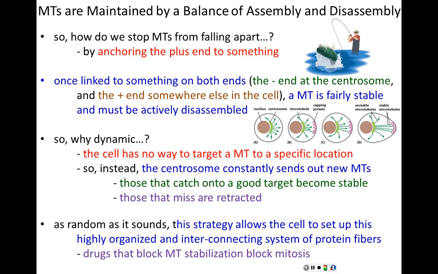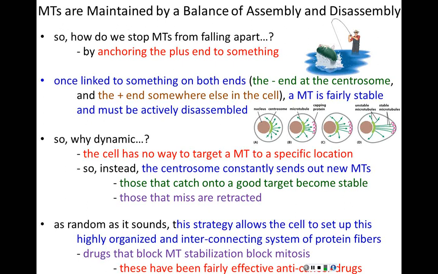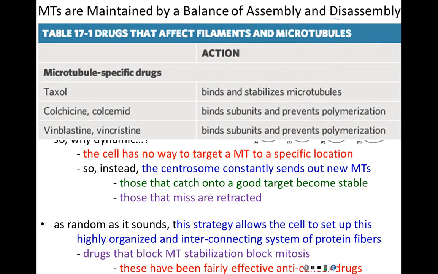And we see that this process is required and necessary because drugs that block the stabilization of microtubules block mitosis. In fact, such drugs that block mitosis by interfering with microtubule stabilization have been fairly effective anti-cancer drugs because by blocking mitosis, they block cell division, and by blocking cell division, they block cancer progression. Some examples of such drugs are Taxol, colchicine, and vinblastine. I'm not sure I'm pronouncing that one correctly. I've never heard it pronounced before. They act in similar ways, but slightly different.